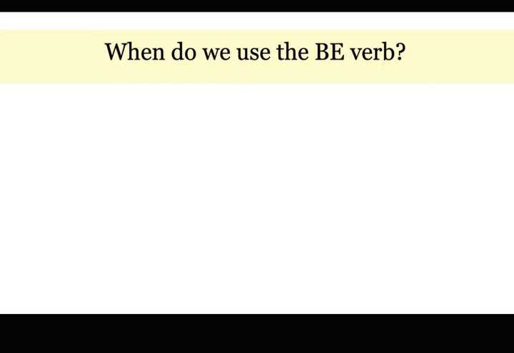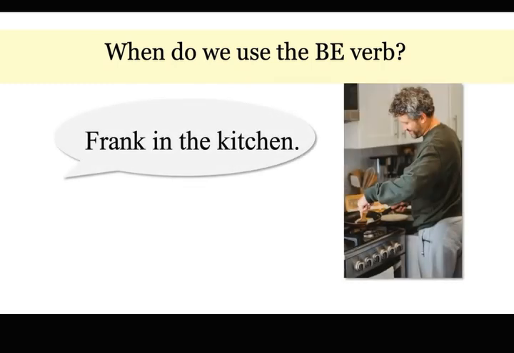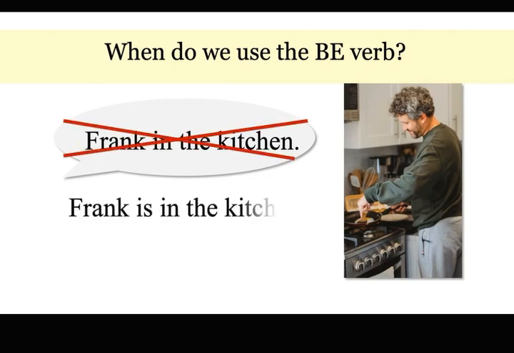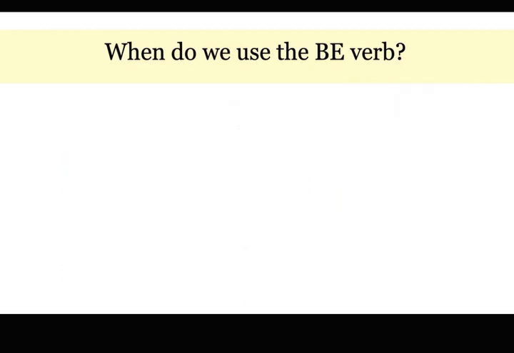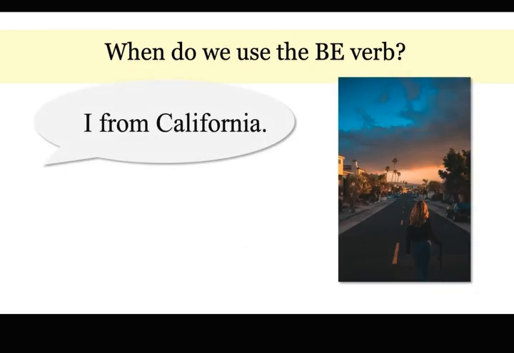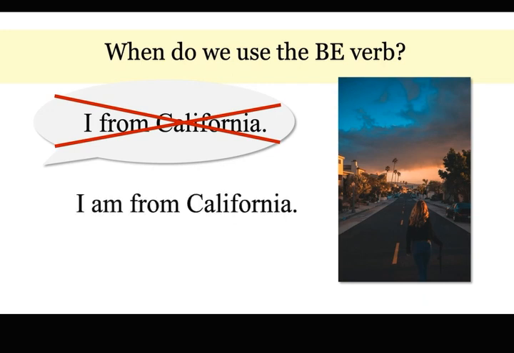In some languages, you can say, "Frank in the kitchen," and everybody understands. But in English, this doesn't work. We say, "Frank is in the kitchen," because we need that be verb. Here's one more example. Can you see what is wrong? It is missing a be verb. What form of be should go here? Am. I am from California. This is correct grammar.